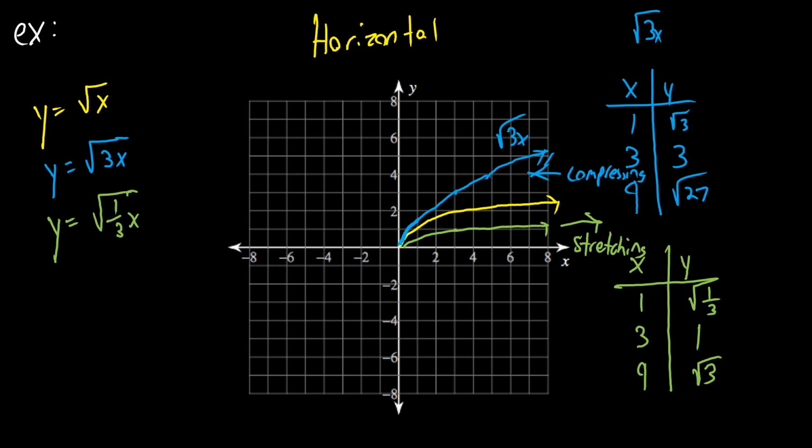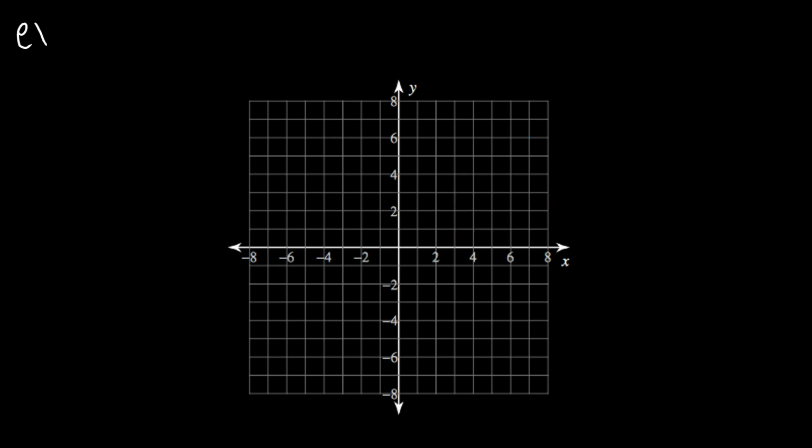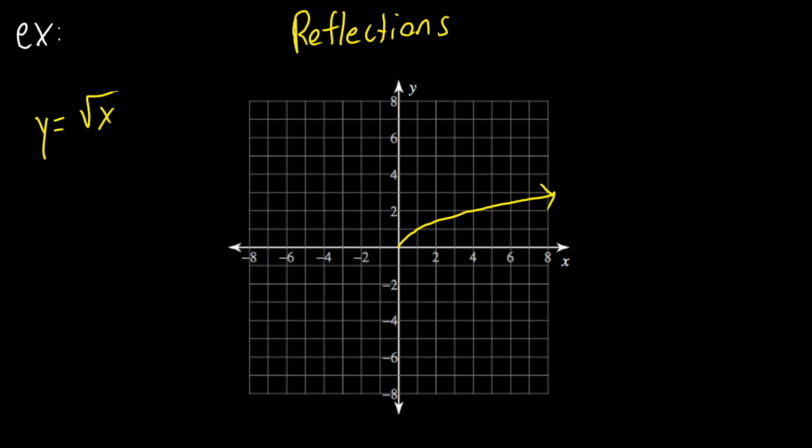Okay, now let's move on to reflections. And when looking at reflections, I believe reflections are the easiest to kind of intuitively pick up when comparing to horizontal and vertical scaling. Let's take a shot at it. All right, so we're gonna have a constant function that we're comparing to of square root of x, and we know what that looks like. Now let's compare that to y equals negative square root of x and y equals square root of negative x.